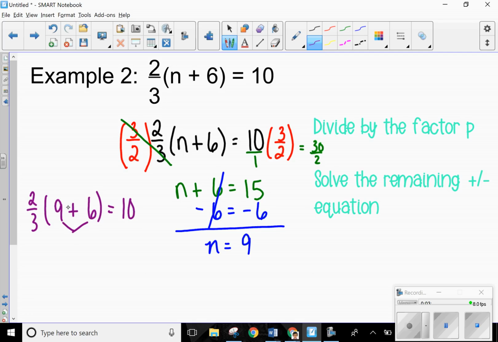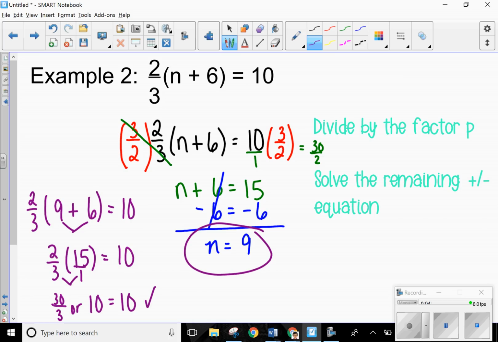So wherever I saw the n, I put a 9 and I wrote down the rest of the equation. Order of operations tells me to do parentheses first, so 9 plus 6 is 15. Now I can multiply this out. 2/3 times 15, so 2 times 15 is 30, and then 3 times 1 is 3. So 30 over 3 equals 10, and on the right side still is 10. So our left side equals our right side. So our solution of 9 is correct.